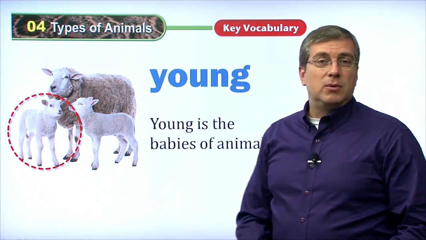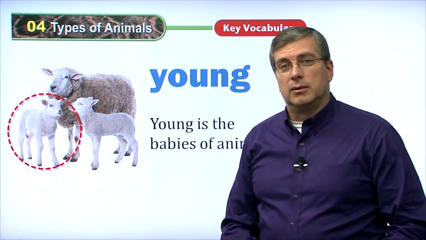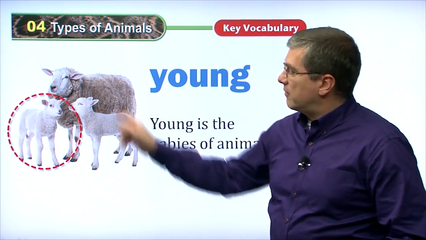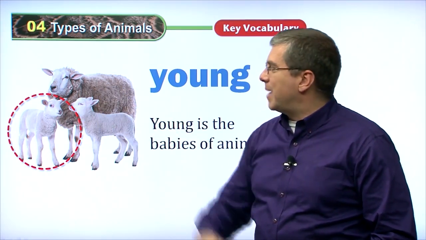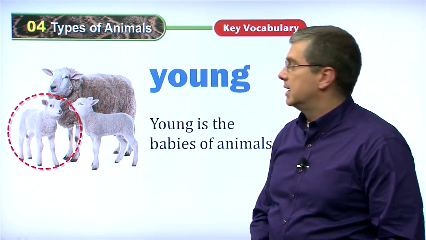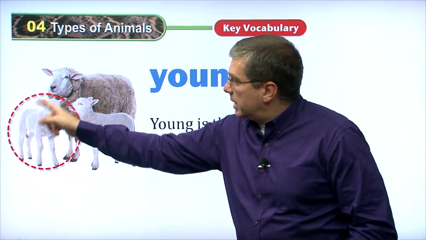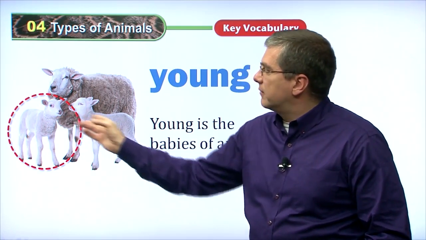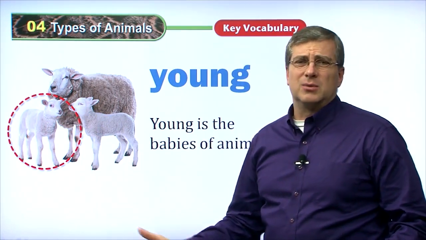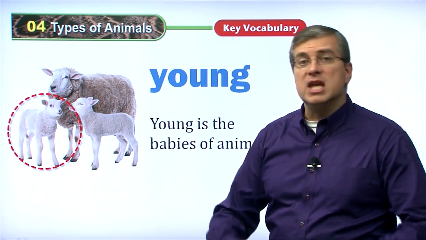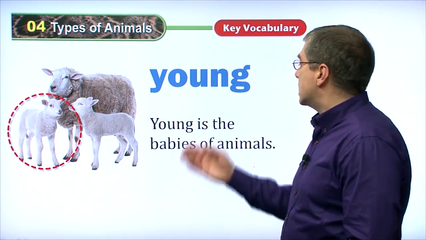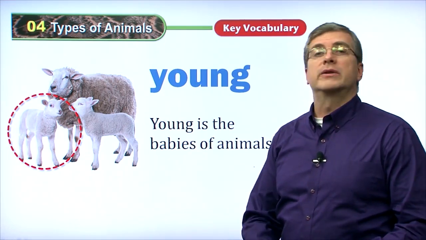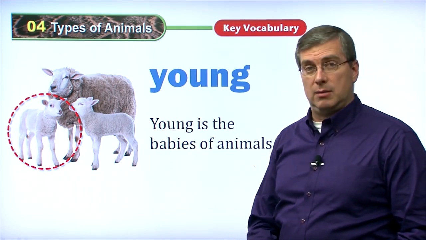When we talk about animals, we can talk about their young, right? The young of animals, okay? So as we see here, we have mama sheep, right? And we have 2 baby sheep, right? Lambs. This would be one baby sheep. We could say young. So actually, both of them are young. Young is non-count. We say the young of a sheep, the young of a horse. So young is the babies of animals, right? So when we say young, we're talking about the babies of animals.